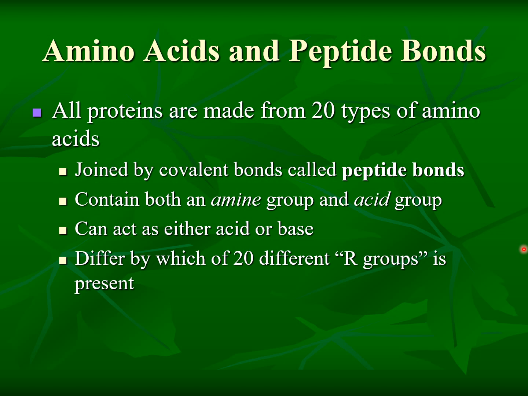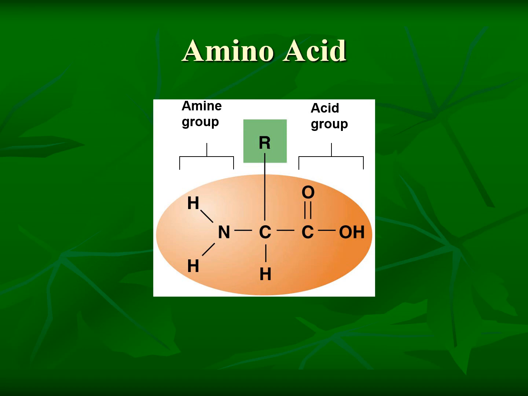An amino acid is going to contain both an amine group and an acid group. And the differences between the 20 amino acids have to do with what we call the R group. So your standard amino acid, you will have this central carbon right here. You will have an amine group off to one side. That is your nitrogen with 2 hydrogens on it.